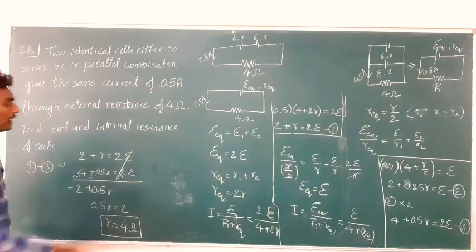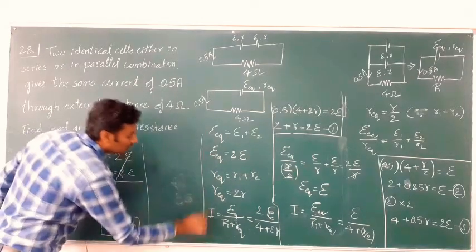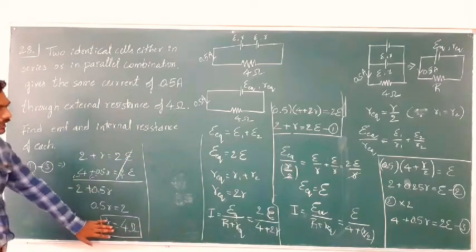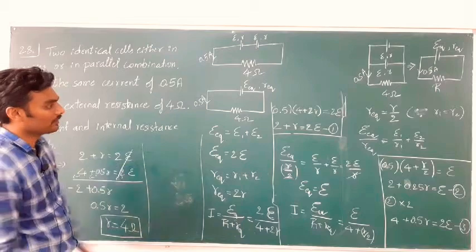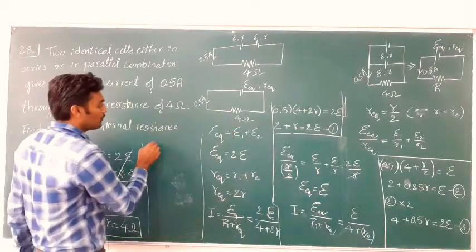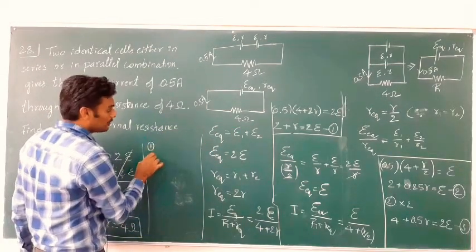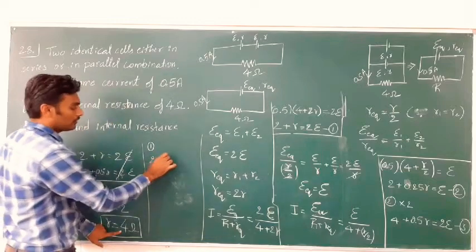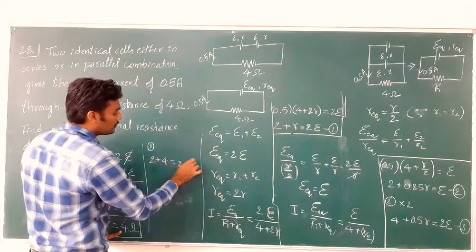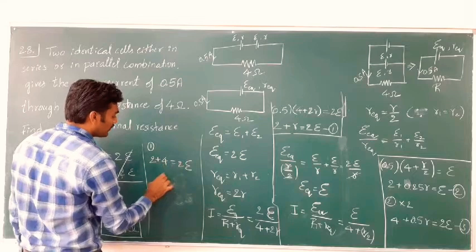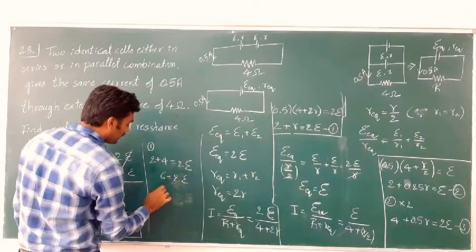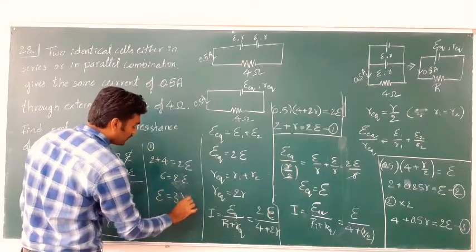Now it's time to find E. Put this value of r into any one of the equations. Let me take equation 1 itself. From equation 1 it will become 2 plus 4 is equal to 2E. 2 plus 4 is 6, equal to 2E, and hence E is equal to 3 volt.